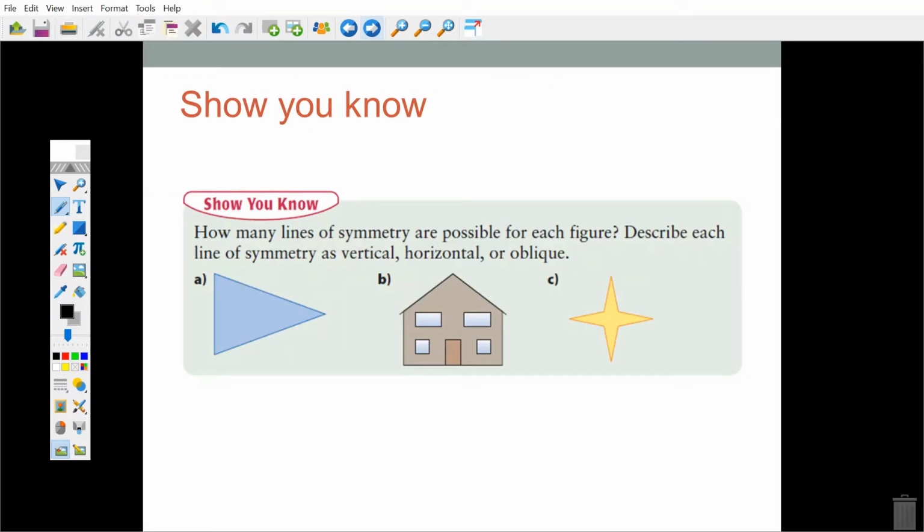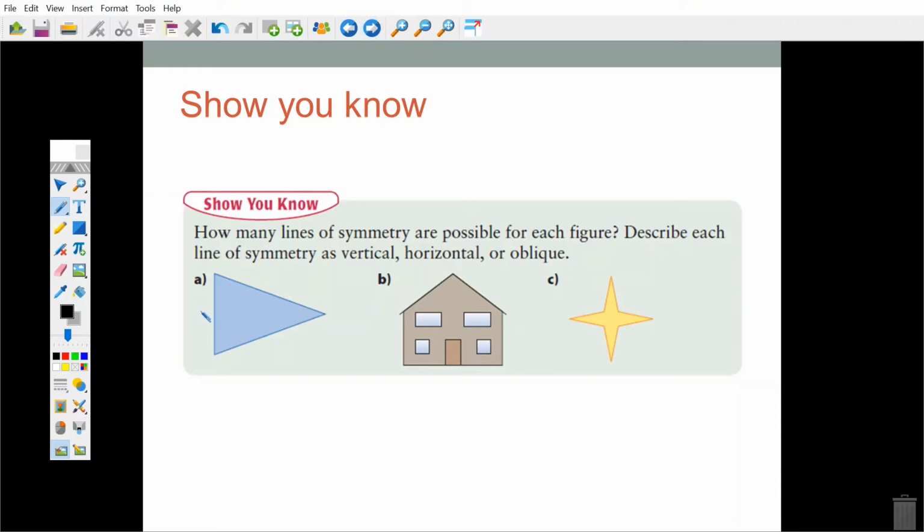On number 2 here, we have 3 more examples where they ask us how many lines of symmetry are possible for each figure. So what I'd like you to do is to jot down your answer for A, B, and C for how many lines of symmetry these shapes have. Now that you've had a chance to do that, let's put up the answers.